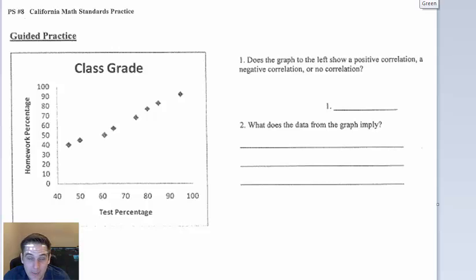So first we got to define some vocabulary because this really is more of a test of vocabulary. Alright, does the graph to the left show a positive correlation? Does it show a negative correlation? Or does it show no correlation? Alright, so let's go ahead and define those.